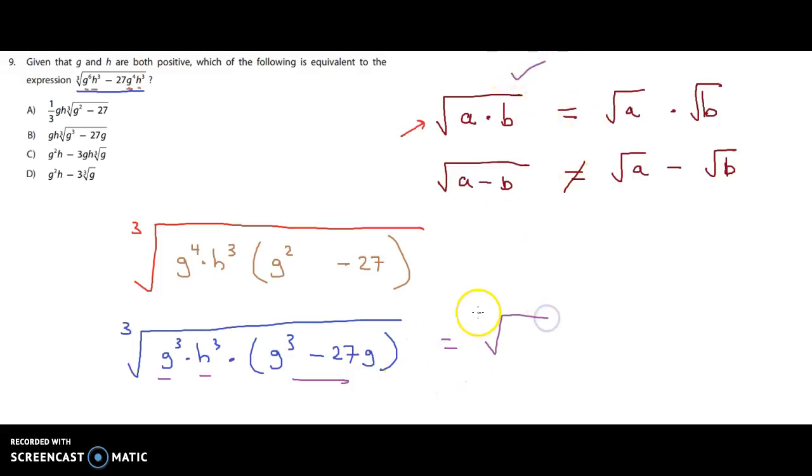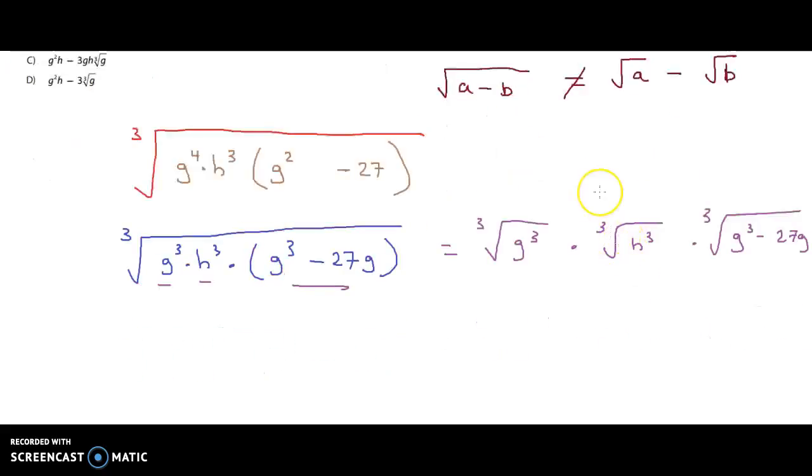So that's the cube root of g cubed times the cube root of h cubed times the cube root of whatever this is, g cubed minus 27g. Okay, I think we kind of see where we're going from here. I can simplify the first 2 terms, right? If we take the cube root of g cubed, that's just going to be g. It's basically asking, what 3 numbers do I need to multiply together to make g to the 3rd power? Well, that's just g, because g times g times g makes g to the 3rd. Same logic, that's also just going to be h.